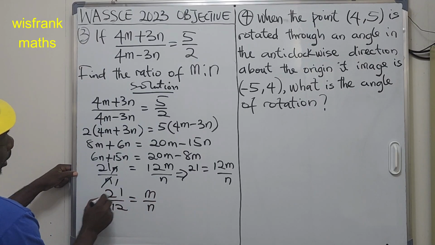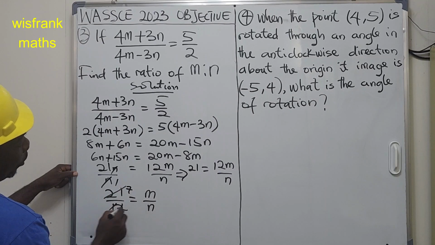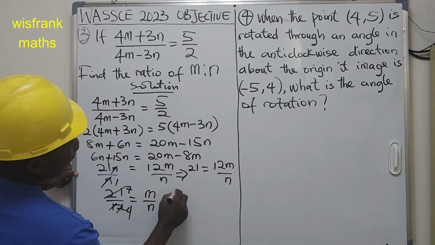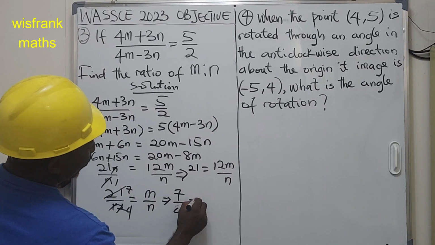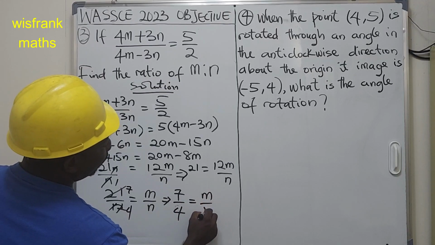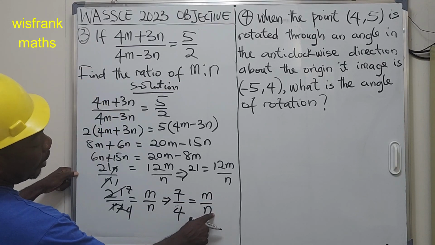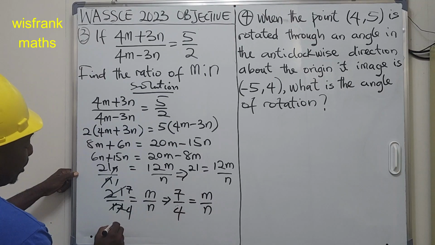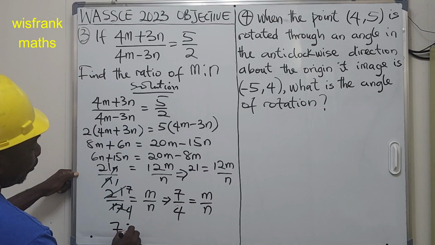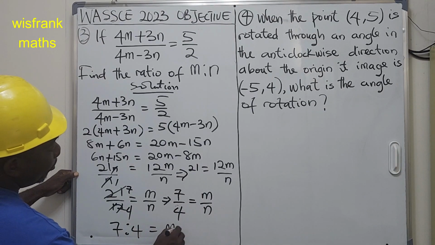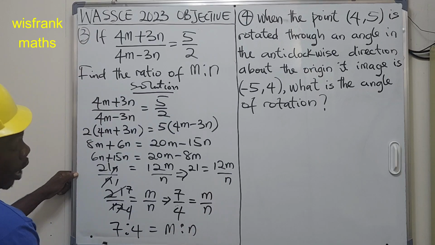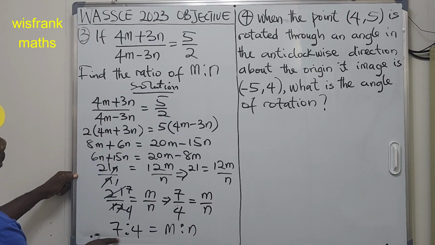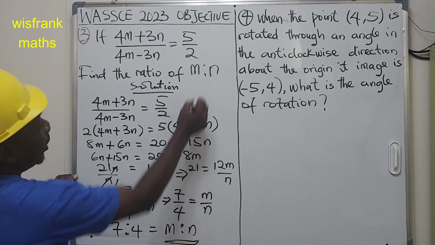3 will go here, 7. 3 will go here, 4. This is the same thing as 7 all over 4 equals m all over n. M all over n is a ratio. So this is the same thing as 7 is to 4 equals m is to n. The answer of this question is 7 is to 4. This is the same thing as this.